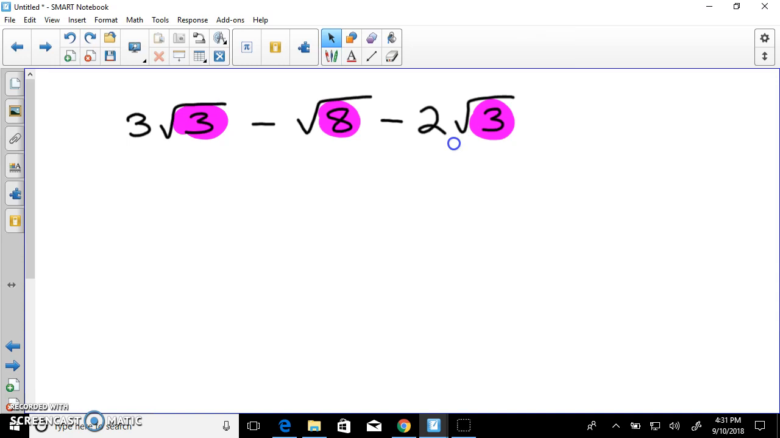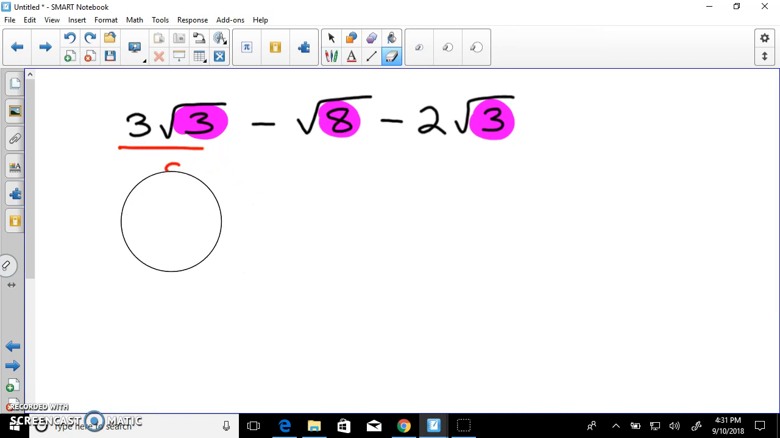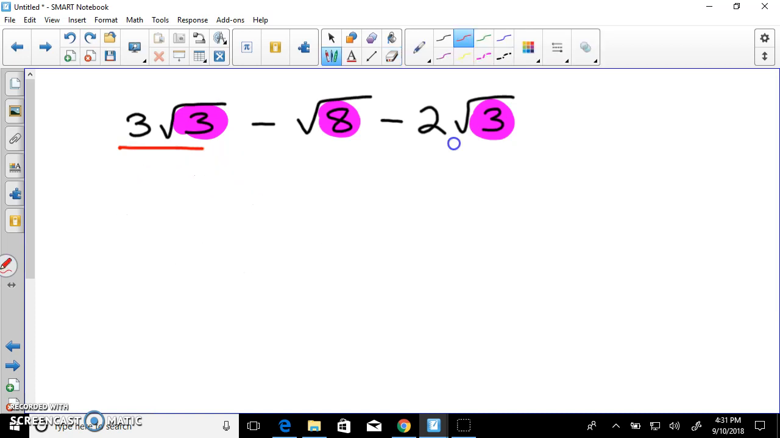So we can do a couple different things. What I would do first is try to simplify it, okay? 3 square root 3. Can this be simplified any further? Well, the square root of 3 is just going to be broken down into 3 and 1. So there's no groups that come out. It can't be simplified any further. So 3 square root 3 and negative 2 square root 3, these stay the same. They cannot be simplified, all right? However, the square root of 8 definitely can be simplified.